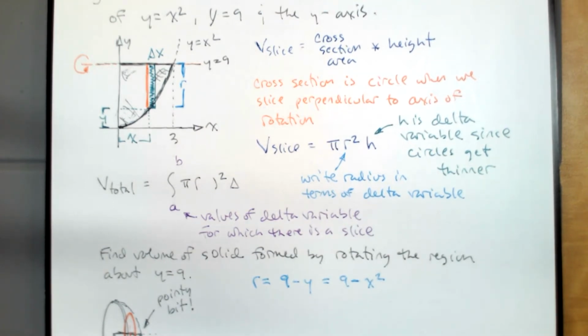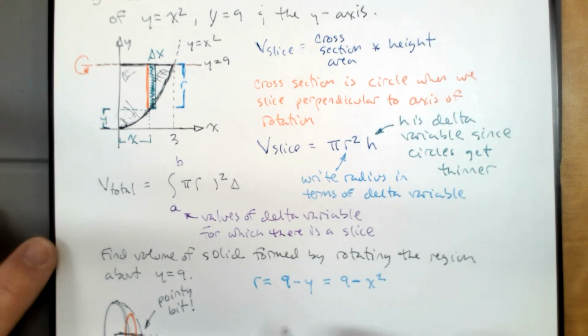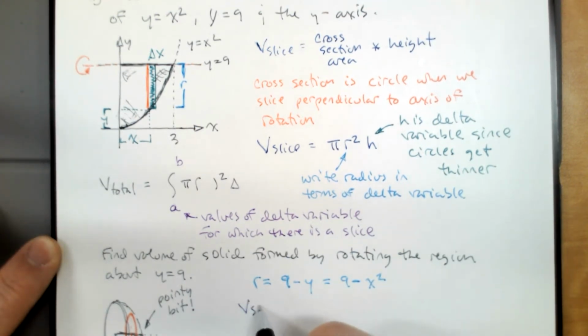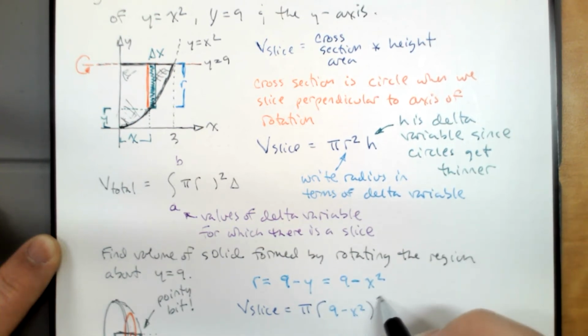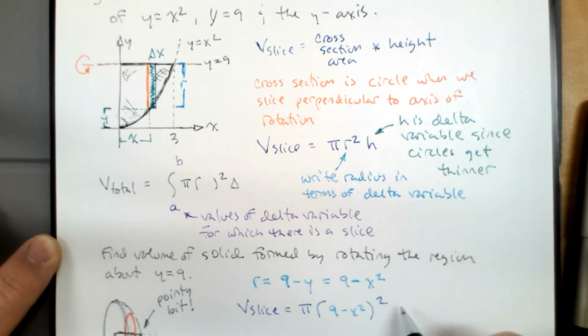So I've got all the parts I need. The radius is 9 minus x squared. The delta h is the delta x. All I need now is the values of the delta variable for which there is a slice. And since it's a delta x, I'll integrate from 0 to 3. So my volume of the slice is pi times the radius squared times the height.